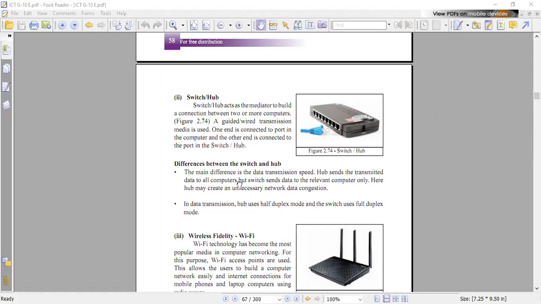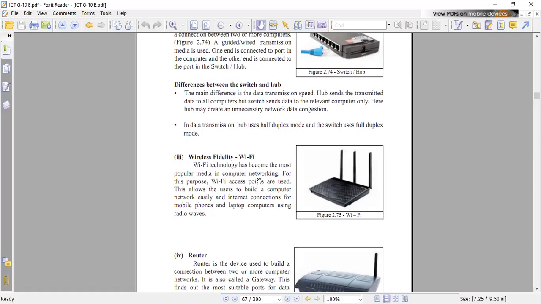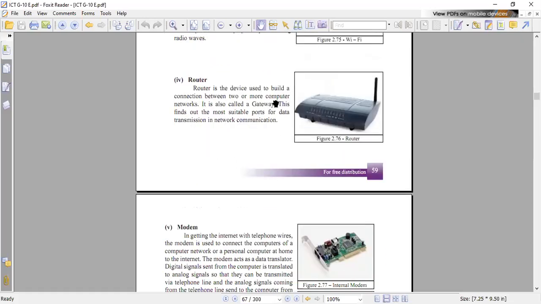So Wi-Fi, you can see this. I'm not going to give notes on this. Wi-Fi routers and Wi-Fi access points are also there. Without cable, you can connect. Then write down next one, router.